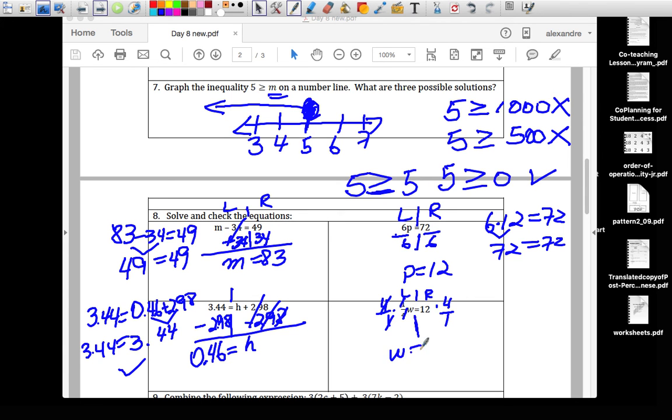And on the other side, I have 12 times 4 over 1. I'm going to put 12 as a fraction over 1. On top, 12 times 4 is 48. And the bottom, 1 times 1 is just 1, or w equals 48.